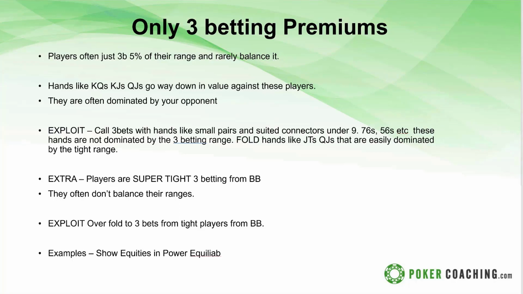Extra players are super tight 3-betting from the big blind, so this is even more pronounced. They often don't balance their ranges. So the exploit is to overfold to 3-bets from tight players from the big blind and only call with hands that don't connect with their range.